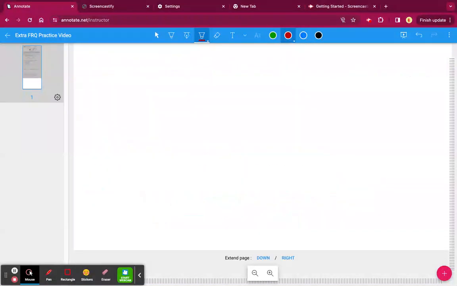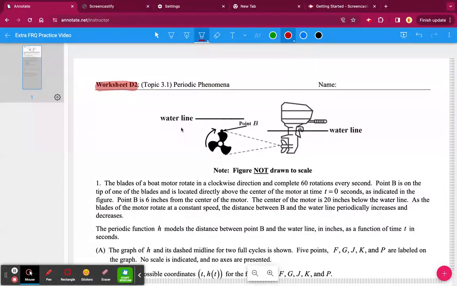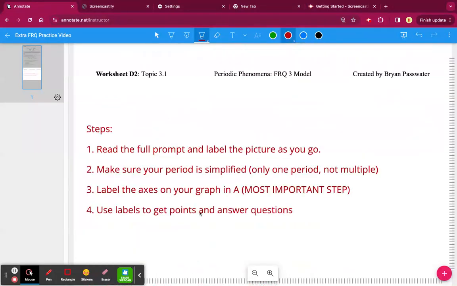Okay, so welcome back here. We're going to walk through the steps together because doing this in a step-by-step process makes this a lot easier, especially step 3. You'll see labeling the axis. Before you try to get any points, don't just try to go to points, okay? Make sure you go through the full steps to do this. So first step, read the full prompt and label the picture as you go.